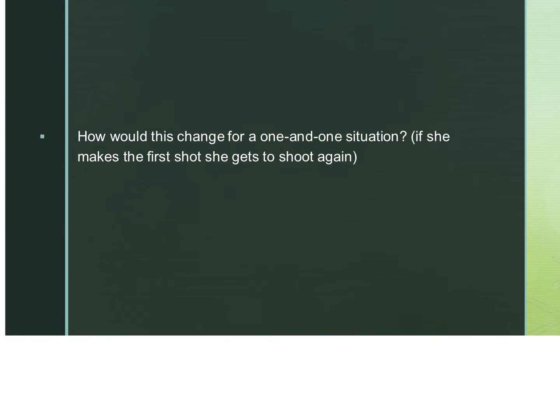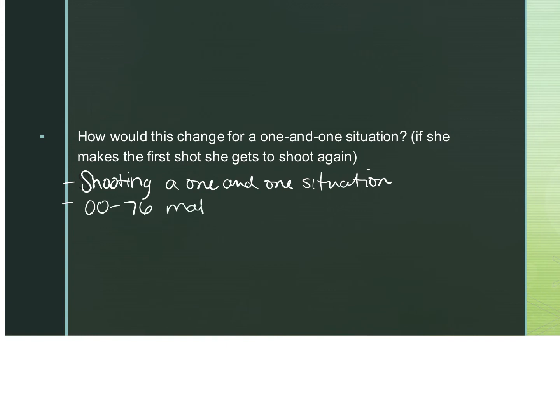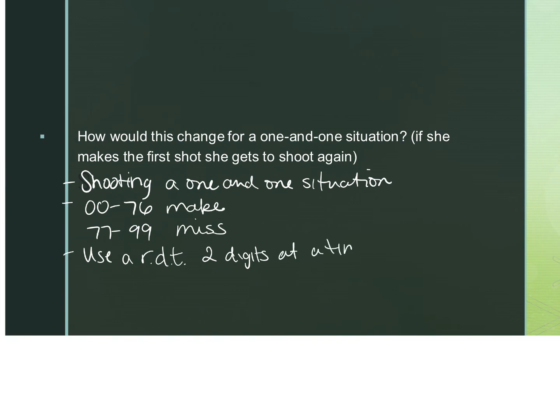So we are shooting a 1-and-1 situation. Same percentages, 0 to 76 is going to be a make. 77 to 99 is going to be a miss. We're going to use a random digit table. You can abbreviate that RDT, random digit table. How many digits at a time? 2 digits at a time.